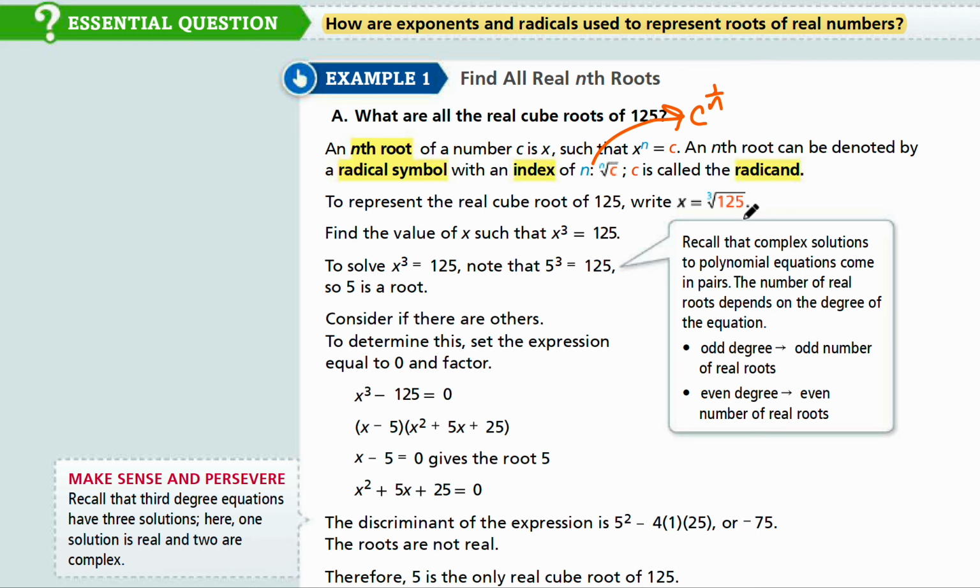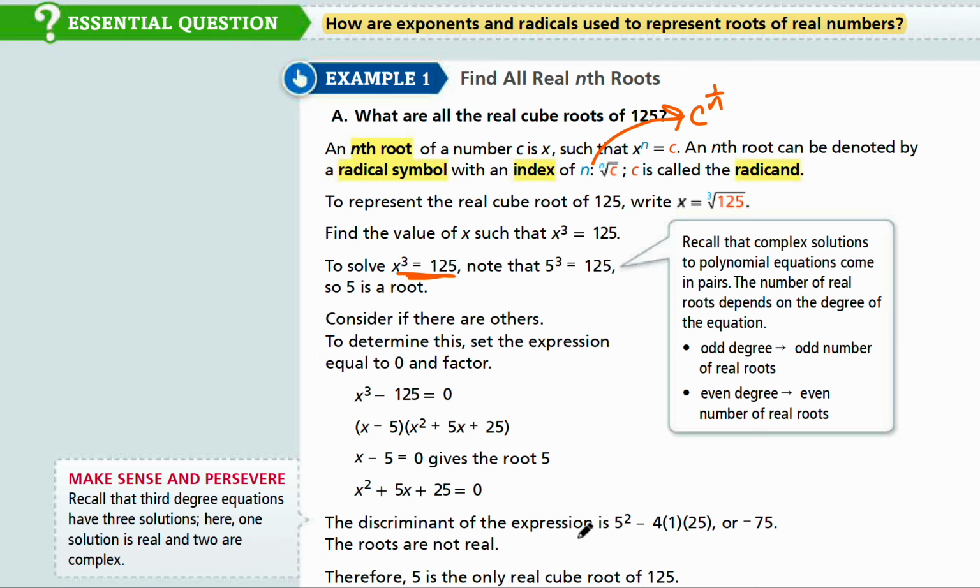How do we know if there are other roots than just the real root 5? Well, you set the expression equal to 0: x cubed minus 125 should equal 0. Subtract 125 on both sides, then you can factor and solve for x. The discriminant, if you check, is negative, and there are roots that are not real. So 5 is the only real cube root of 125, but it doesn't mean it's the only root. There are 2 other imaginary roots.